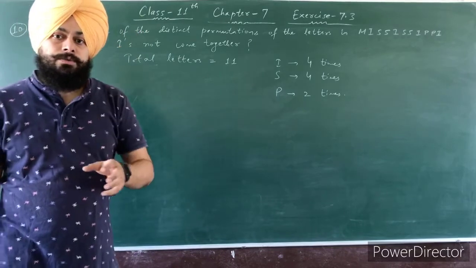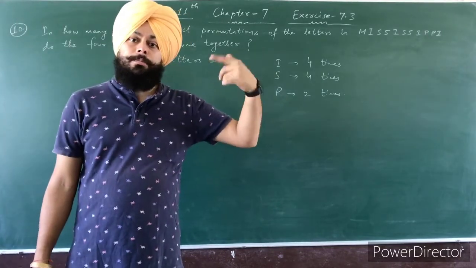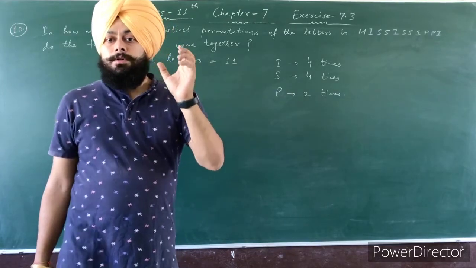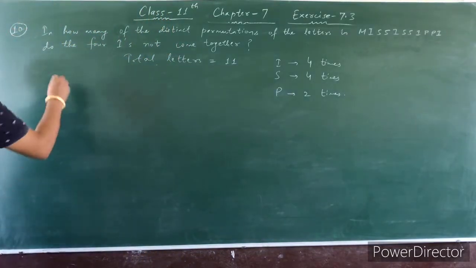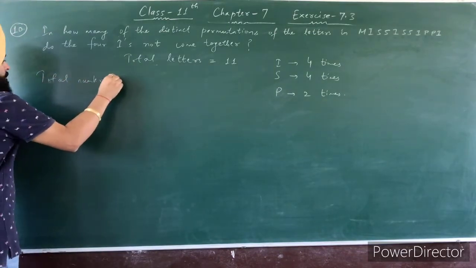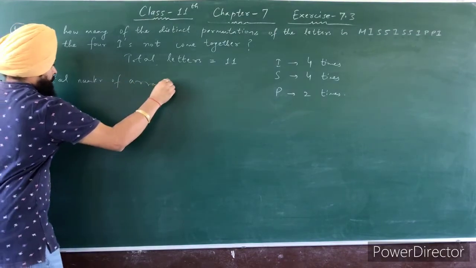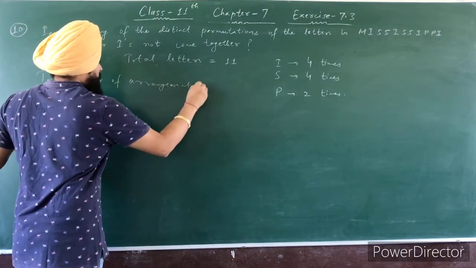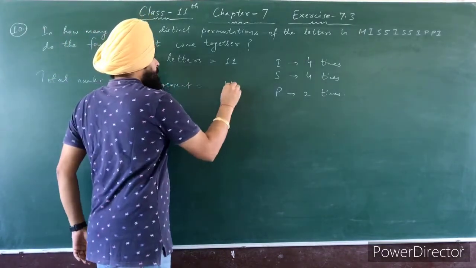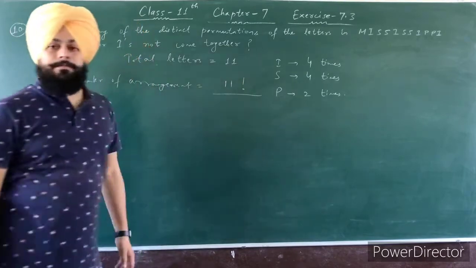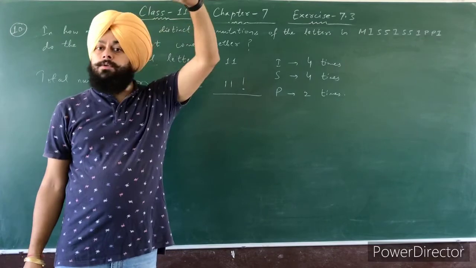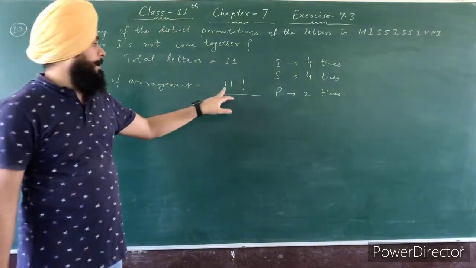We get the arrangements in which the 4 I's do not come together. From the total arrangements you subtract those in which the I's come together. So we get those in which I does not come together. Alright, so find the total number of arrangements. There are a total of how many letters? 11 letters. So first you will write here 11 factorial. Whatever the total letters are, you write its factorial in the numerator.